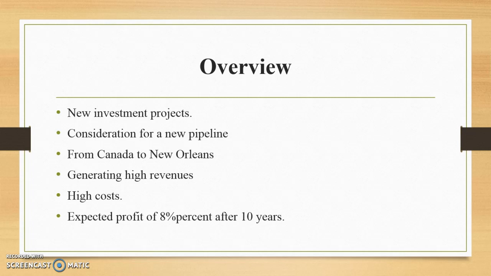As many of you already know, Oil Company X has been expanding and is looking to take new investment projects. Currently, considering a new pipeline that stretches across the United States. It starts in Canada and goes all the way to New Orleans. This particular process will generate revenues, but also have high costs. The expected profit after the initial investment is 8%, but that is over a 10-year period. This is if stocks have a tendency to average a return of 10% over that 10-year period.